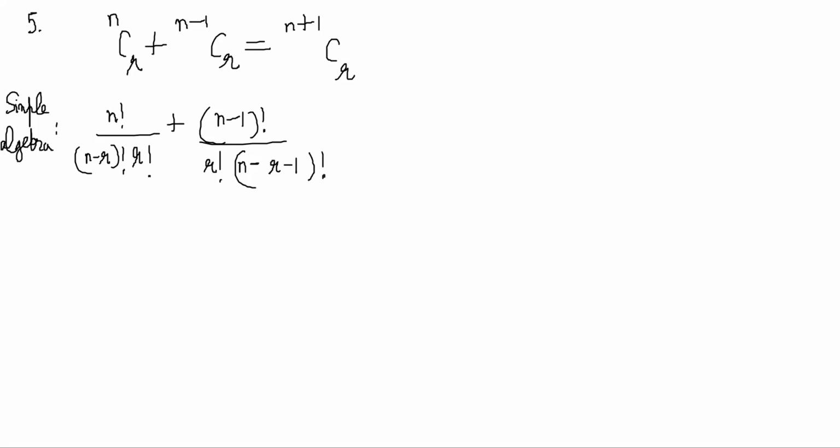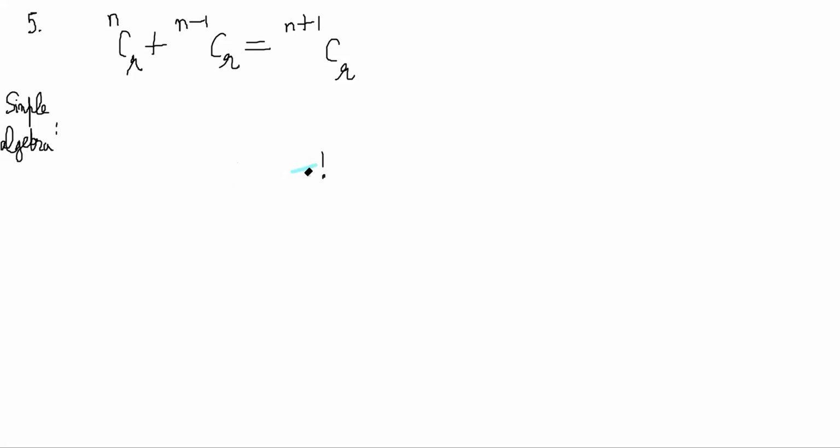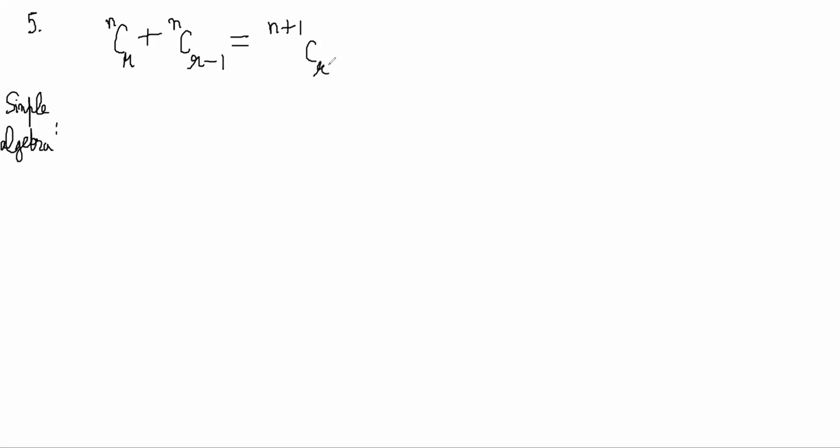One second, let me just check the identity if it is correct. Oh, I made a mistake in the identity. This is wrong. One second. The identity is nCr plus nC(r minus 1) is equal to n plus 1 Cr. Okay. Now let's try to prove it.